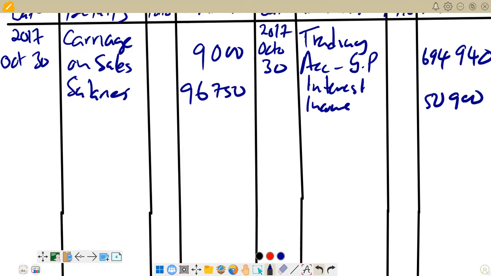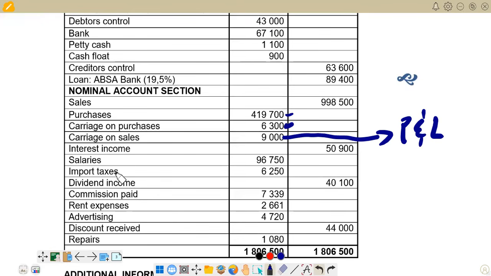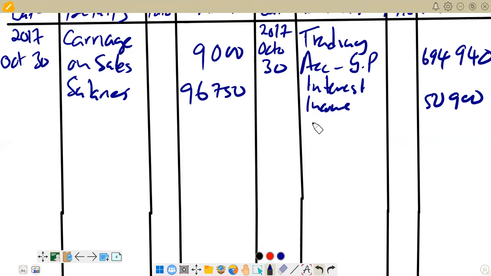And then we check the next one. We have got import taxes. We put it in the trading account. We skip it. Then we go to dividend income. It's an income. It goes to the credit side of the profit and loss. That's 40,100. So we've got dividends income, and the amount that we have for dividends income is 40,100.